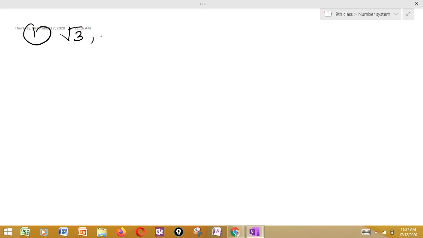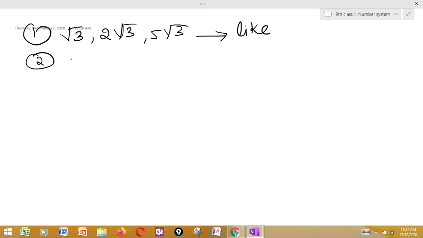Okay, the first example: root 3, 2 root of 3 and 5 root of 3. Tell me whether it is like or unlike. Like, sir. Why are they like surds? Because order and radicand are same. We never bother about the coefficient, right? So since the order and the radicands are same, they are called like surds.